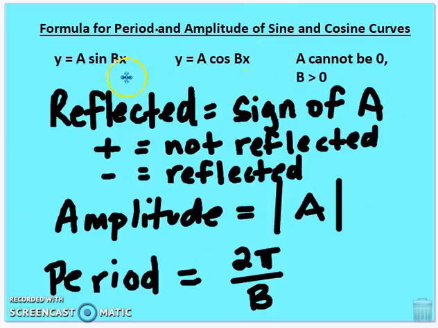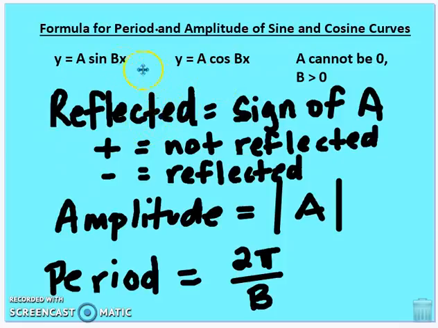All right, so basic parent function, we'll get into transformed function in the next section, but today the basic parent function for sine and cosine is y equals A sine Bx, y equals A cosine Bx, where A cannot be 0 and B has to be greater than 0. So A can't be 0, otherwise we don't have a cosine or sine function.